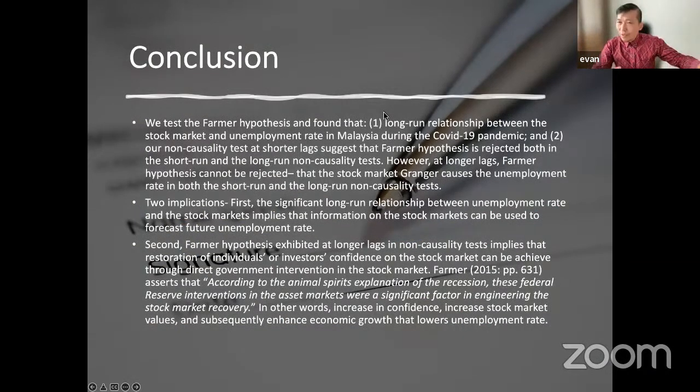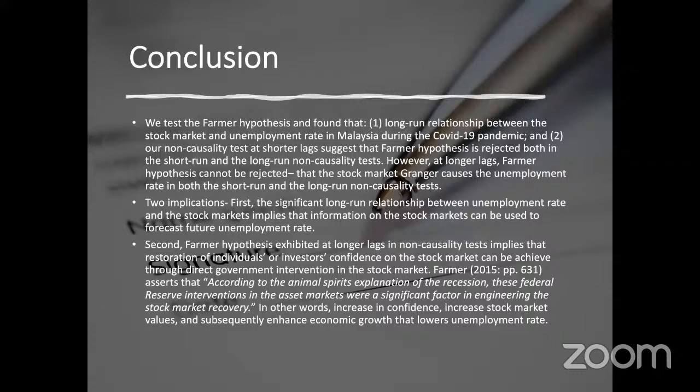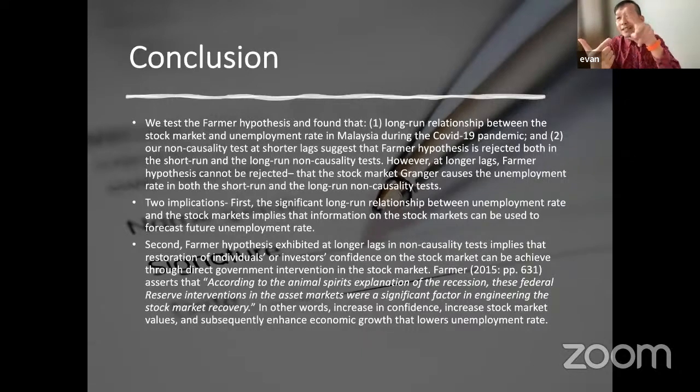So conclusion, very straightforward. We test the farmer's hypothesis. We found that a long run relationship exists. So this is the first. We already support the farmer's hypothesis. The second one is that the causality direction suggests that in the longer period of lag, the farmer's hypothesis holds. Farmer's hypothesis holds in that sense means that the stock market does impact unemployment. Stock market does impact unemployment.